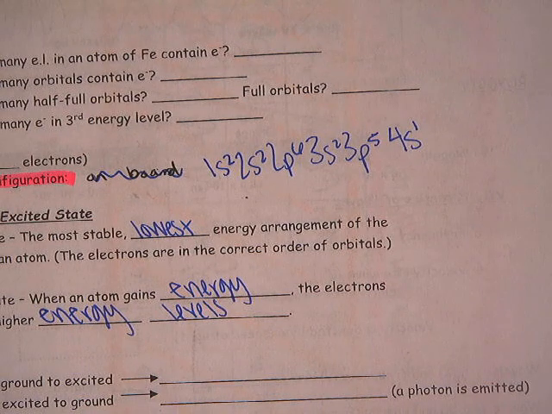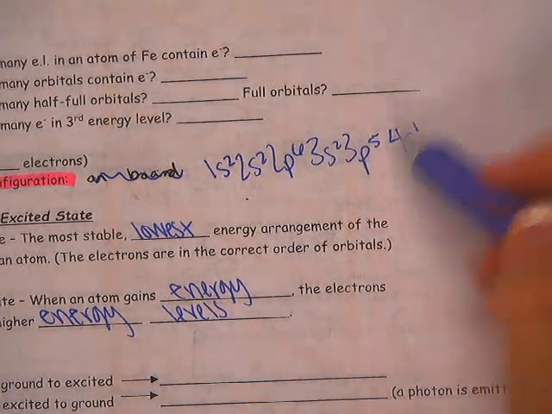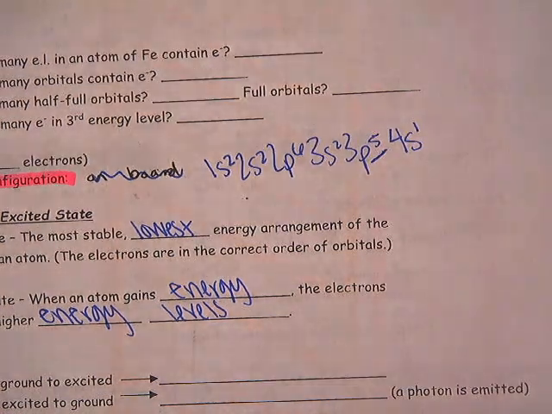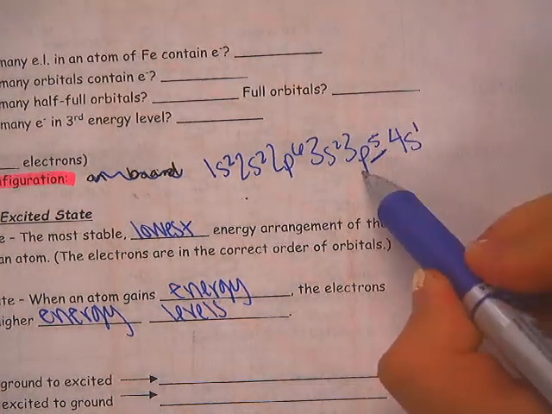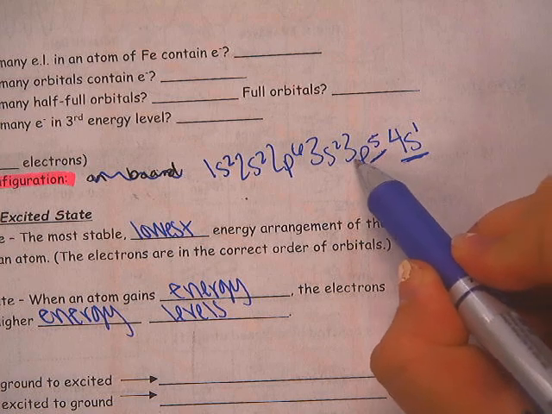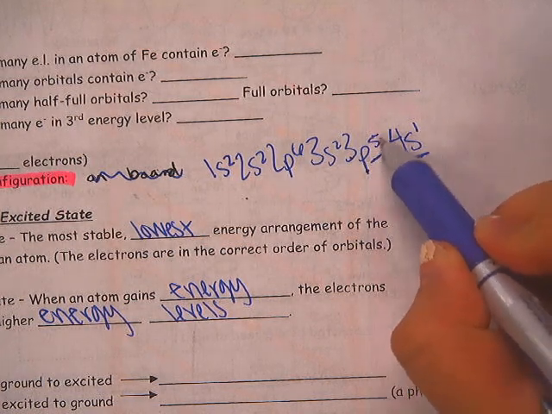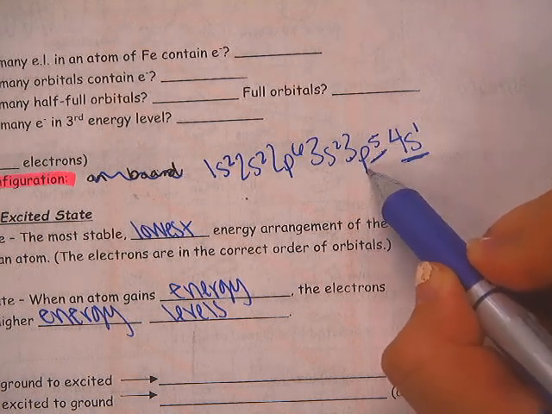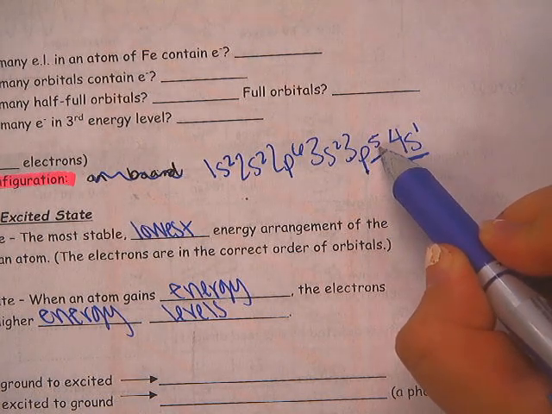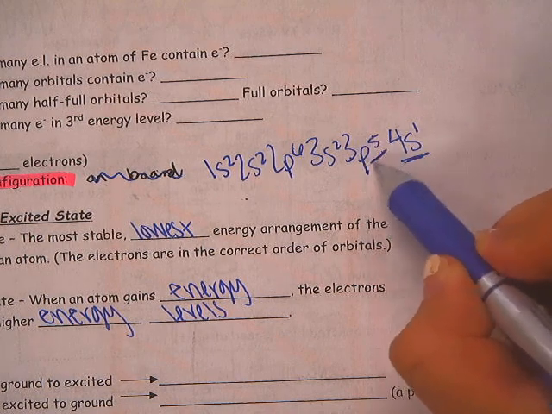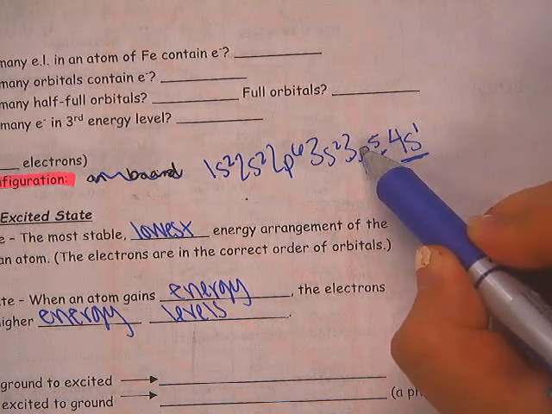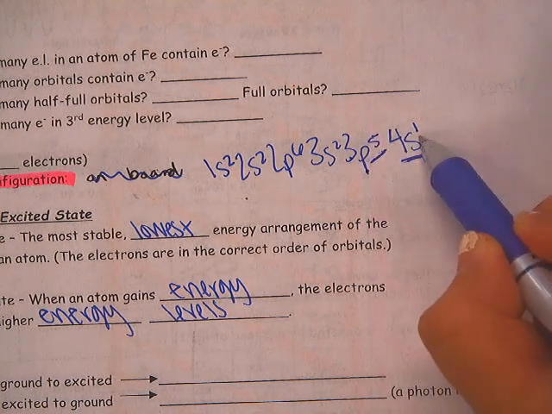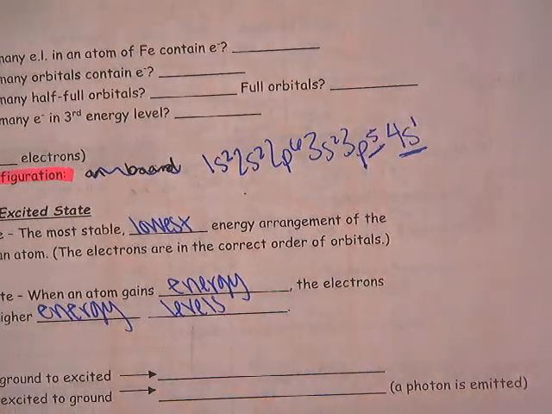In this example, something that should stand out to you right away is that this 3p5 should not exist if something is after it, because in order to get to 4s, the 3p sublevel should have how many electrons? 6. So what it would normally be is 3p6, but instead that electron that should have been 3p6 got excited and jumped up to the next energy level and is hanging out in 4s.